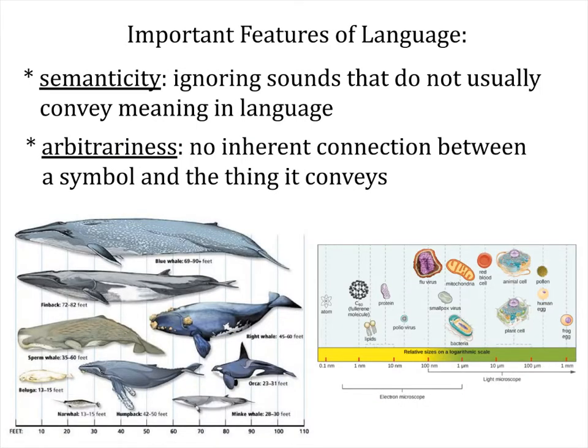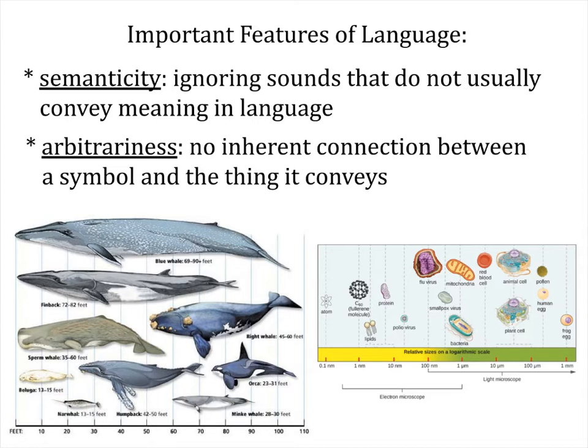The arbitrariness of language is another principle. There is no inherent connection between the symbols in a language and the meanings those symbols convey. Might there have been a connection at some point in the past? Well, sure, but not now.